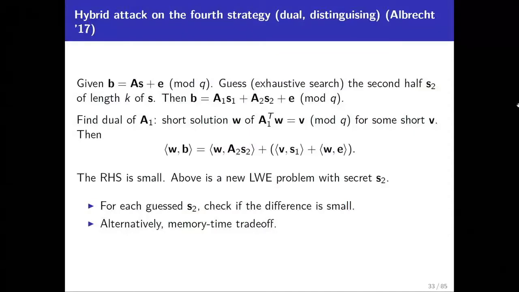This is my personal claim that the aforementioned four strategies can be combined with a meet-in-the-middle-like algorithm, although I haven't fully verified all of them. Some of them appeared in the literature, but some of these strategies were not combined with meet-in-the-middle algorithms. So maybe that could be an interesting project to work on after this. Okay, so I will just mention one hybrid attack, which follows from the dual distinguisher attack of Albrecht.